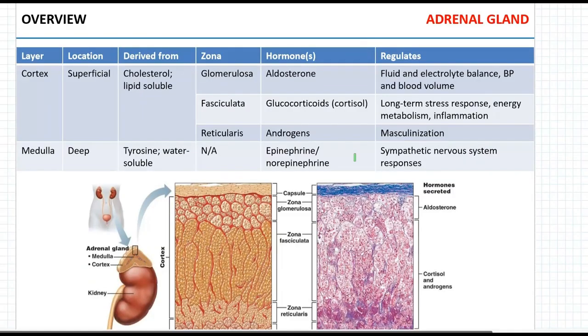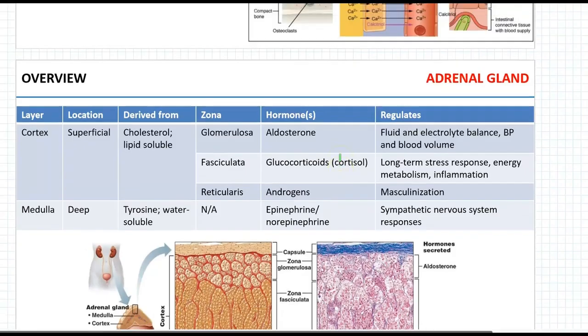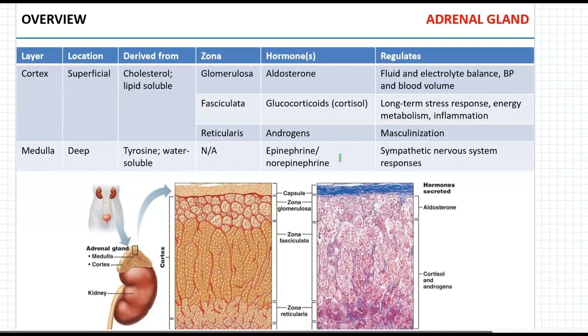So let's go over some adrenal gland and leave the rest. I want to see where we are position-wise. Yeah, and leave the rest for the next week.